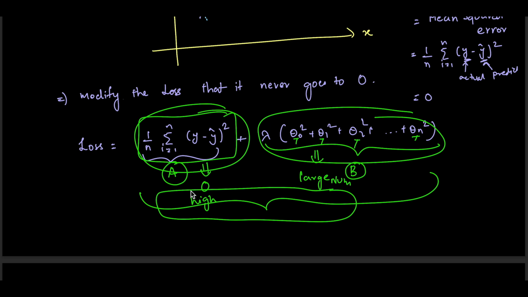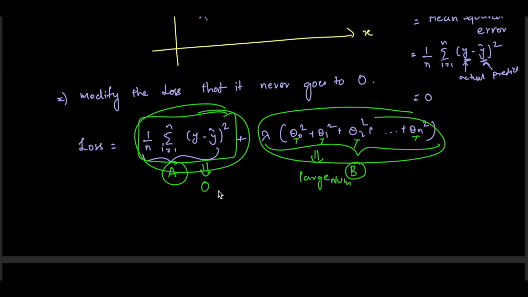So overall the model will try to make these two very small values, but not zero. Okay, it will not try to make them zero, it will just adjust them to some smaller values so that our model will not overfit. So this is the basic idea of L2 regularization.